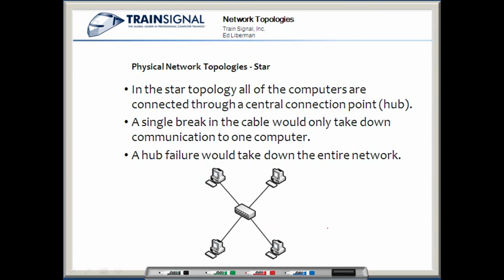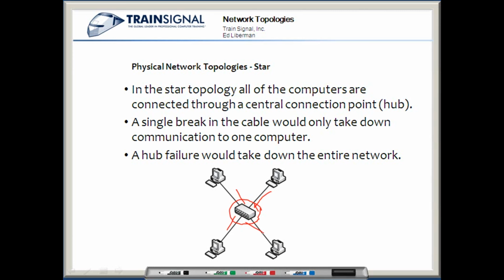Next, let's take a look at the star topology. In the star topology, all of the computers are connected through a central connection point so as to basically form what looks like a star, as you can see from this diagram right down here. Now, this central connection point typically is a device called a hub, although it doesn't have to be. And the hub is responsible for taking communication that comes in and retransmitting it out to all other connections.